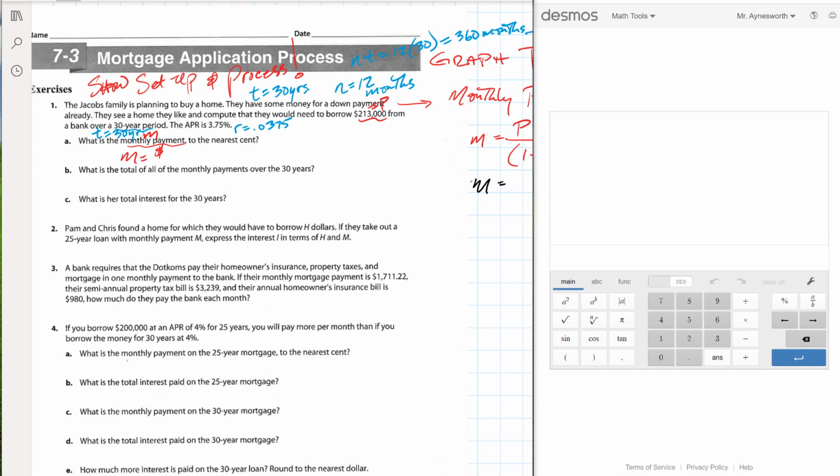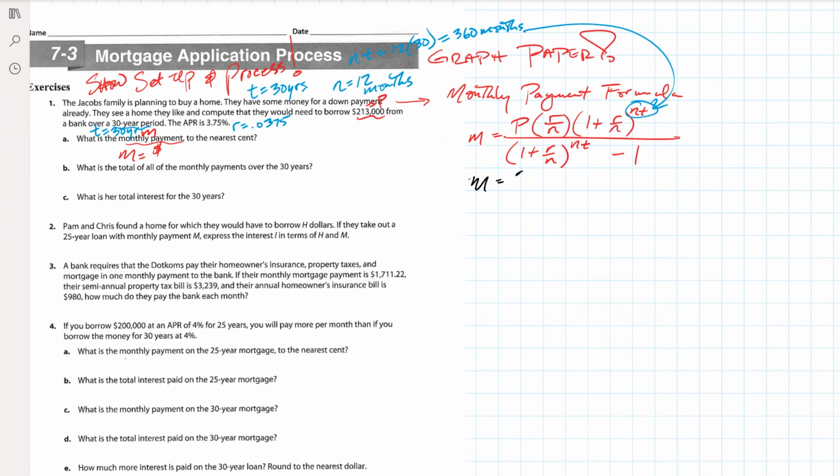Okay, so first of all, we've got to set this thing up. So our payment's going to be based upon $213,000 times R divided by N, which is 0.0375 divided by 12. N is 12 because we're doing it monthly here, not quarterly, not daily, monthly. So that's why N is 12. Times 1 plus 0.0375 divided by 12, raised to the NT power. And like I said earlier, 12 times 30 is 360. There's 360 months, okay?